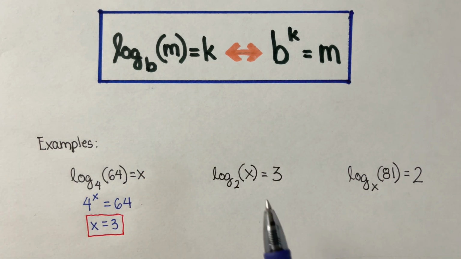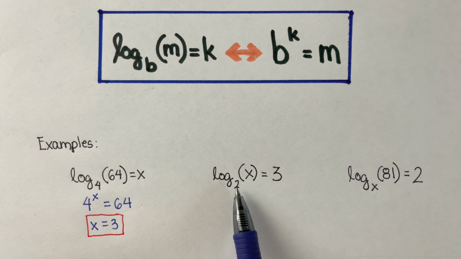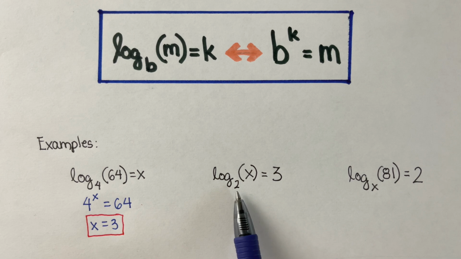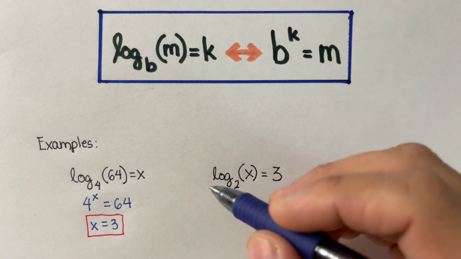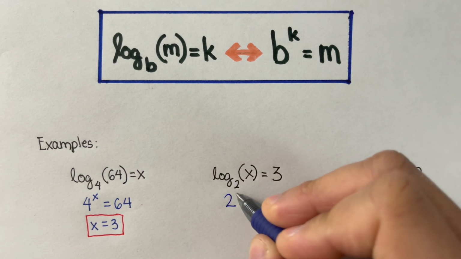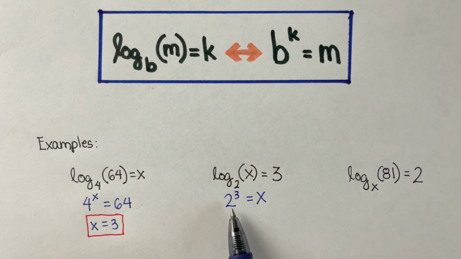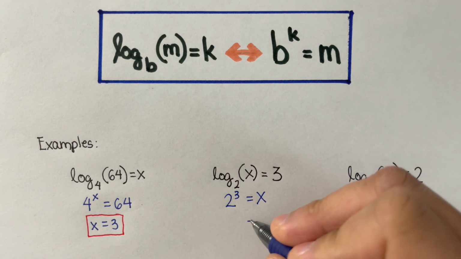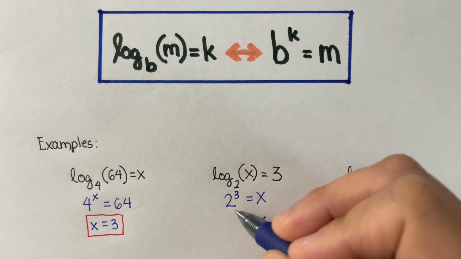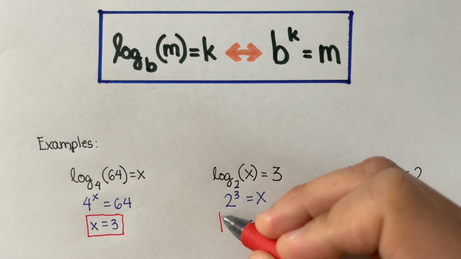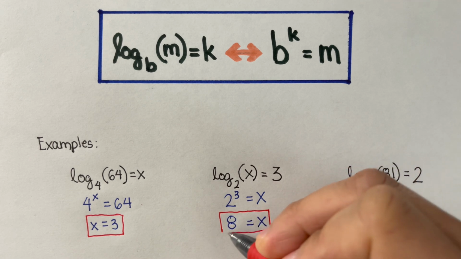In the next example right here, we have log base 2 of x is equal to 3. Again, we can change this to its equivalent exponential form. This would come out 2 to the power 3 is equal to x. This means that we are going to multiply 2 three times, 2 times 2 times 2, that would be the value for x. And so the value for this would be 8. So in this equation, our x value is 8.